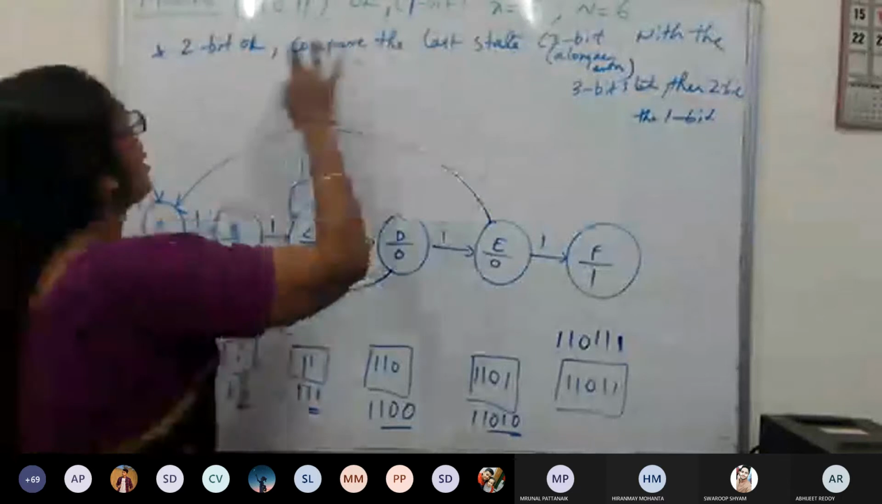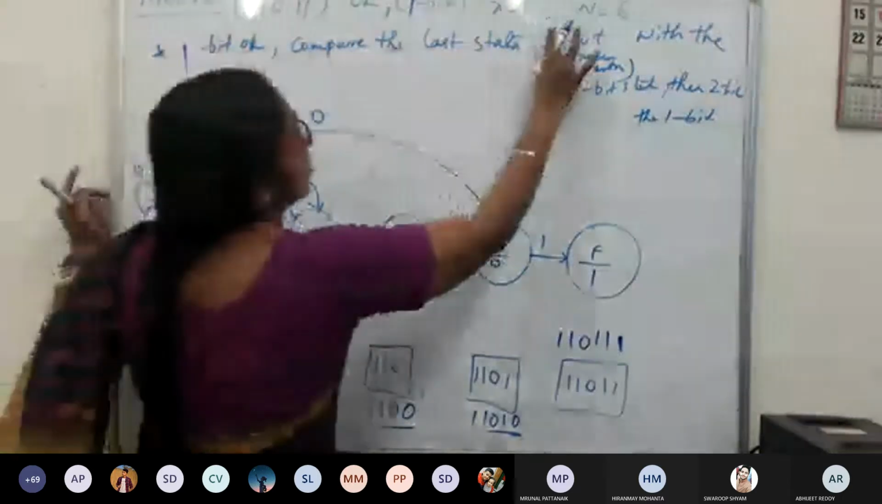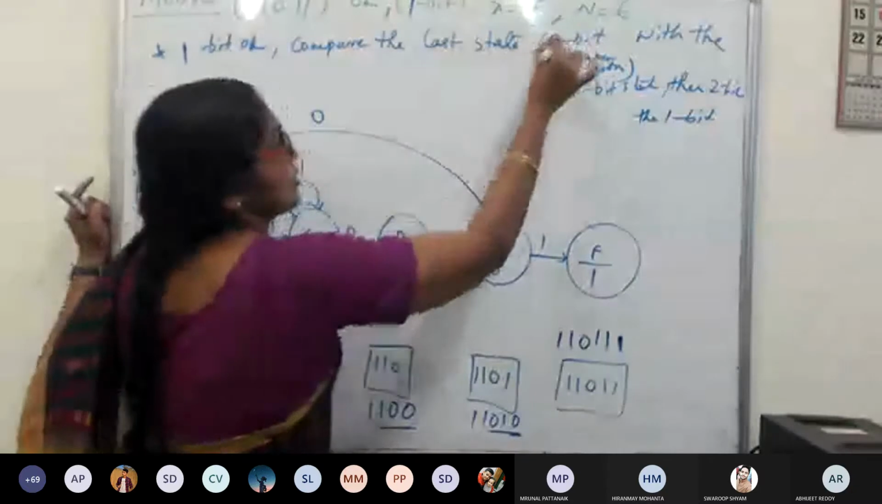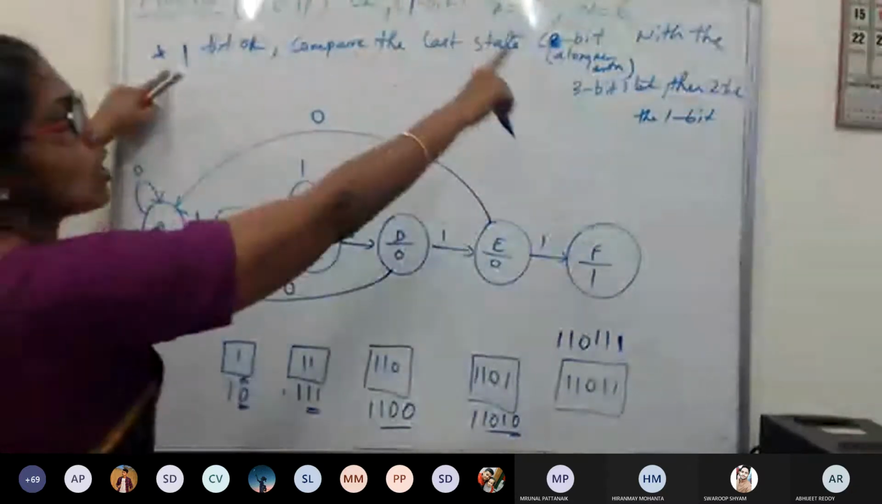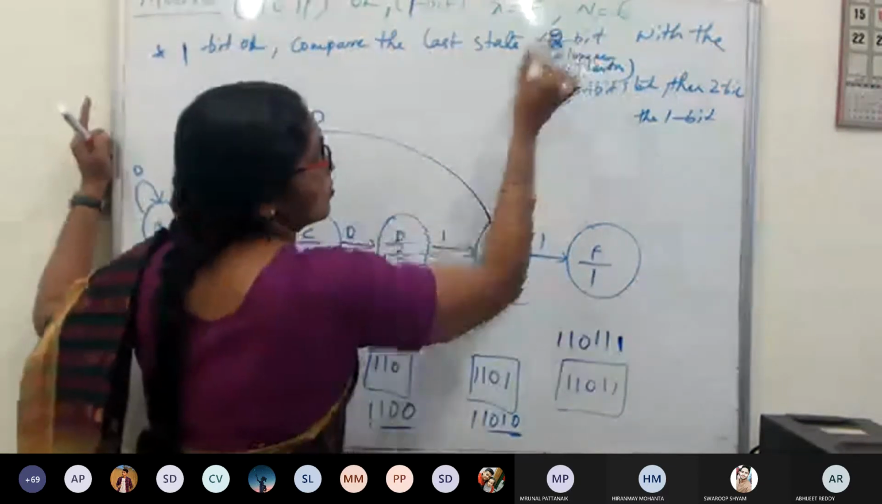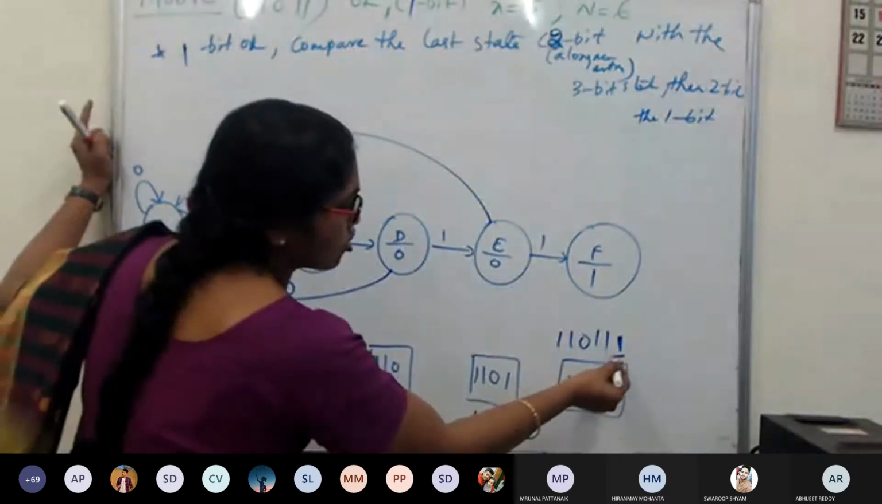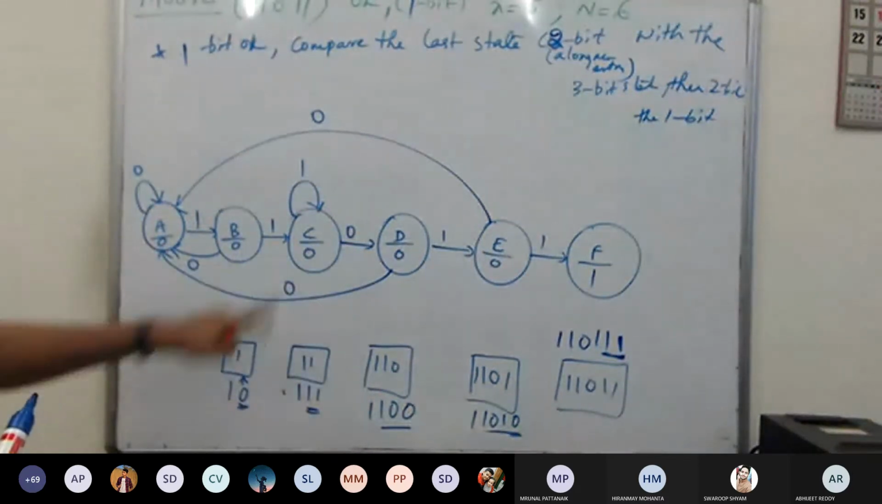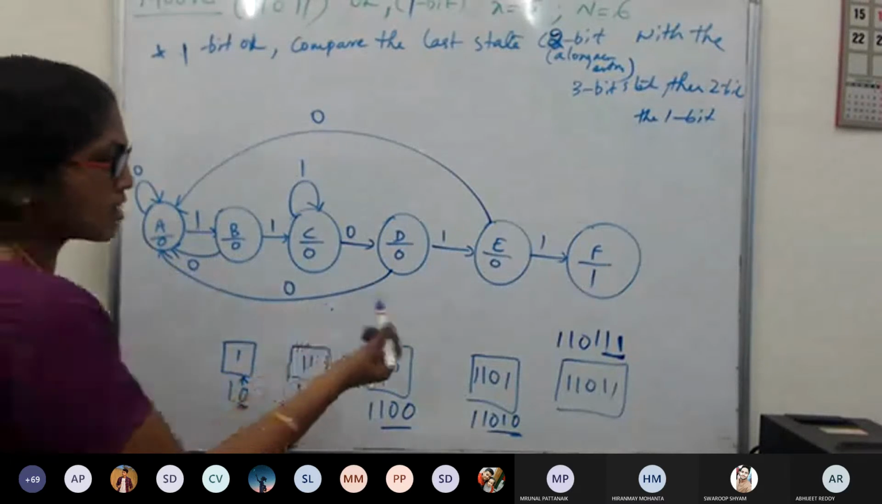Now single bit means you have to take 2-bit state. Sorry, I'm so sorry, 2 bits. 1 bit overlap, it is last 2 bits with the 2 states. This is 2. Okay. So now last 2 bits with the 2-bit state. Is there a match? Yes. See, it's a match. So if it is matching, it is there.